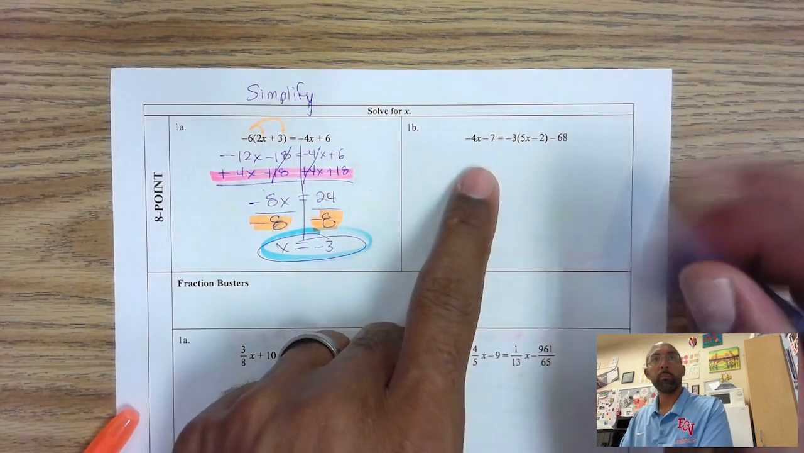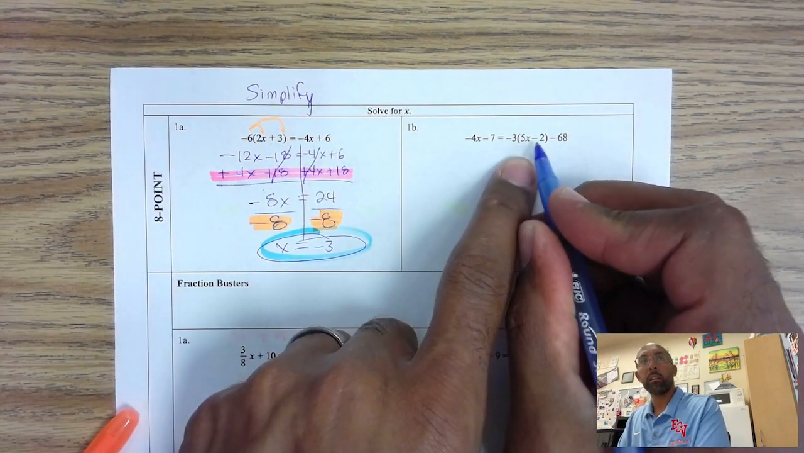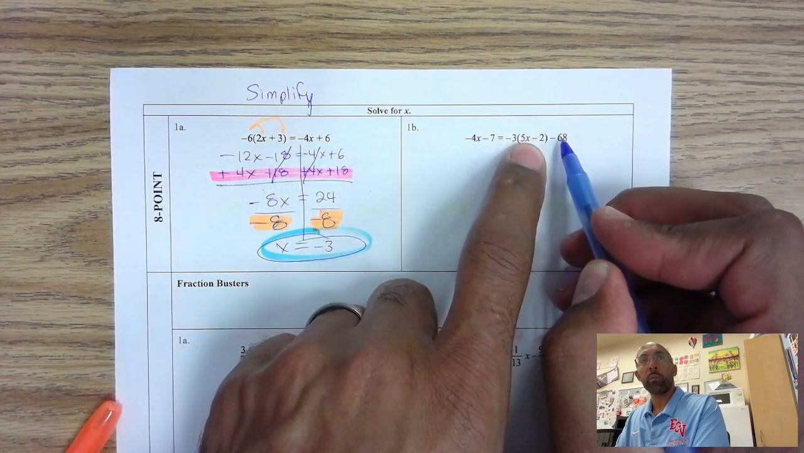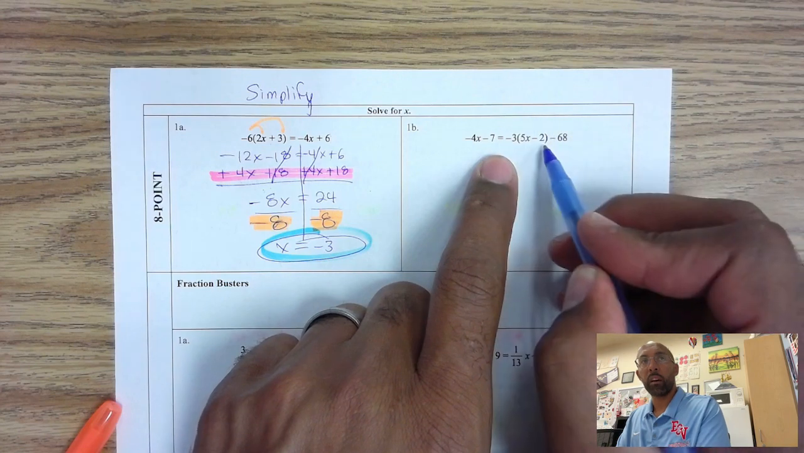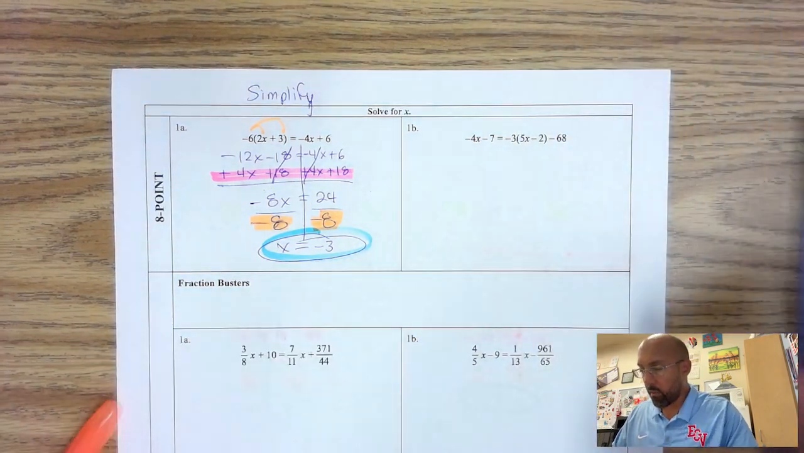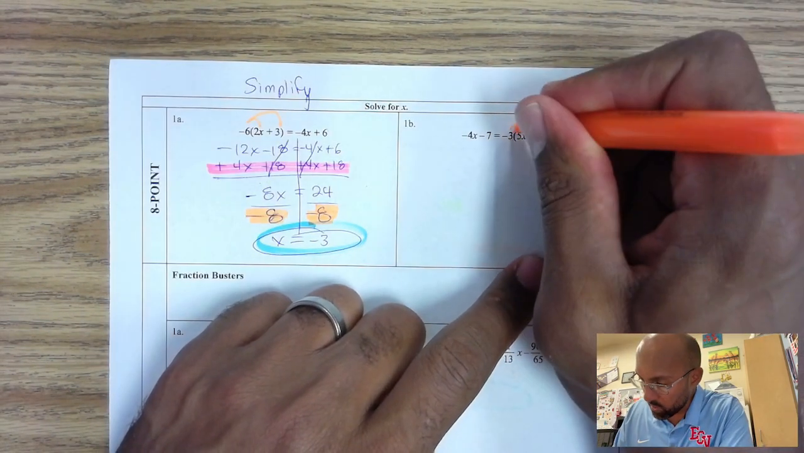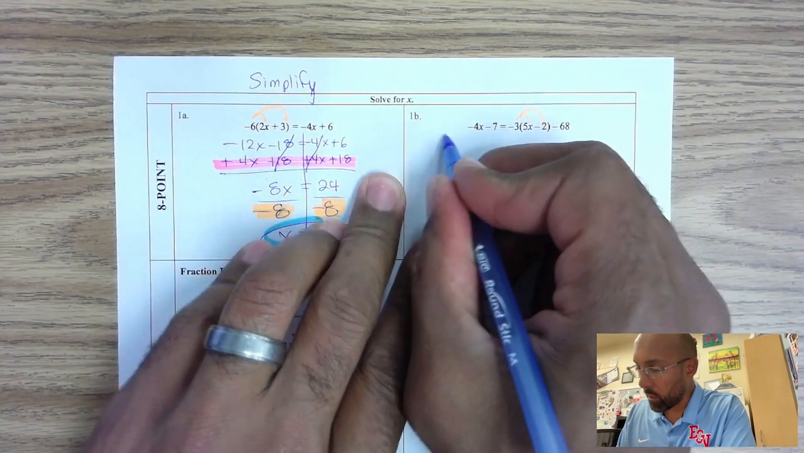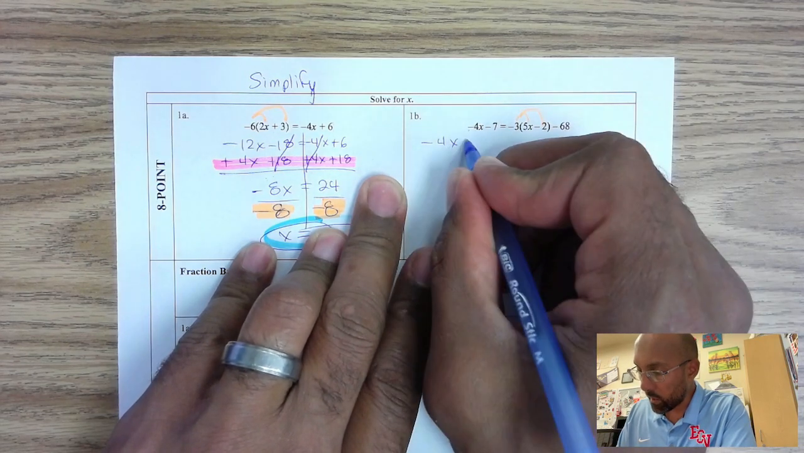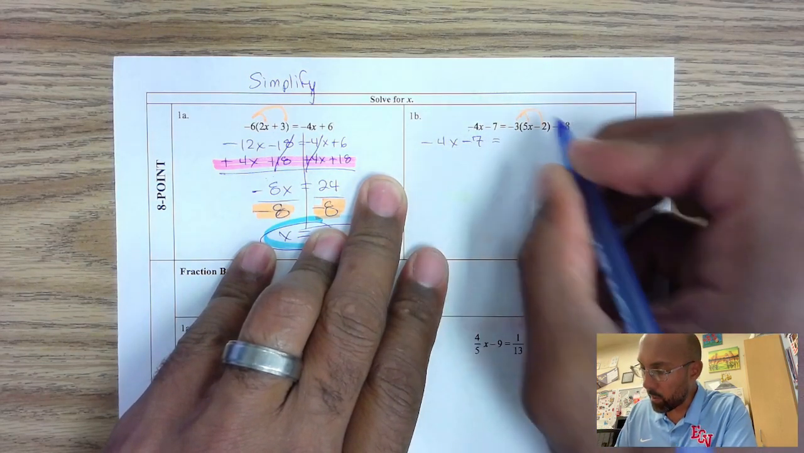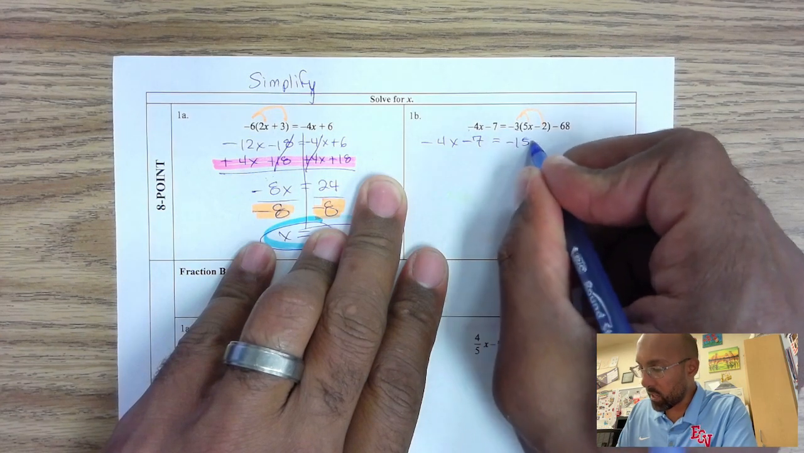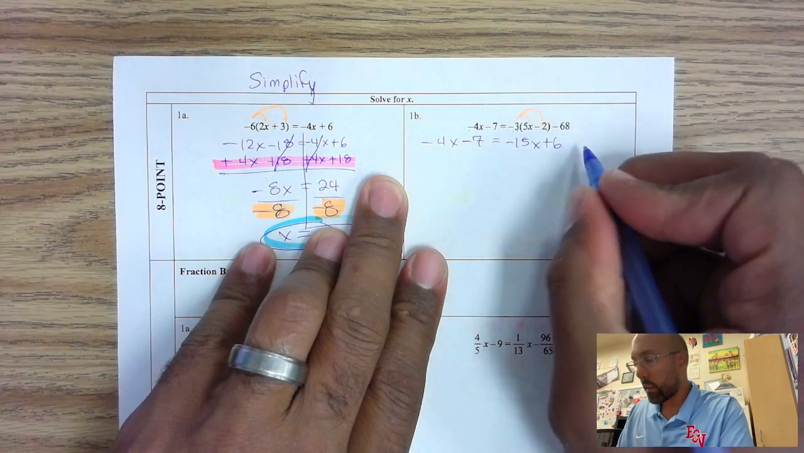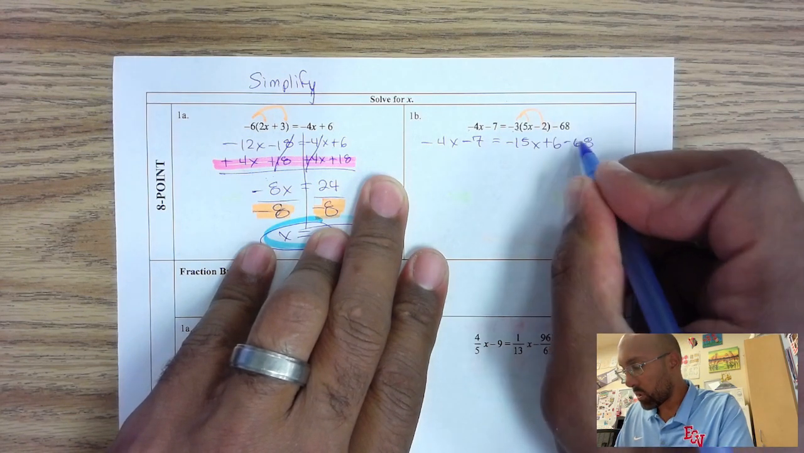Very similar problem, except now that set of parentheses is on the right side. Before, we had 1, 2, 3 terms. Now on the right side we have 4 terms, so we're going to have to again simplify the right side. We're going to start off by distributing the negative 3 first. Distribute that negative 3 to the 5x and the negative 2, but I'm going to go ahead and write down the negative 4x and then negative 7. Nothing happens there on the left side. Negative 3 times 5x is negative 15x. Negative 3 times negative 2 is positive 6. And then we're going to bring down that negative 68, which nothing changes with yet.